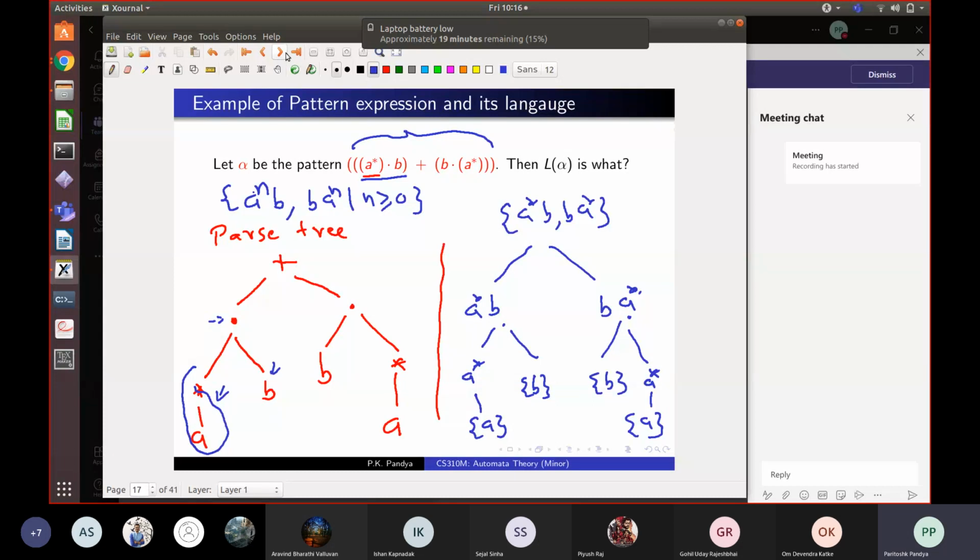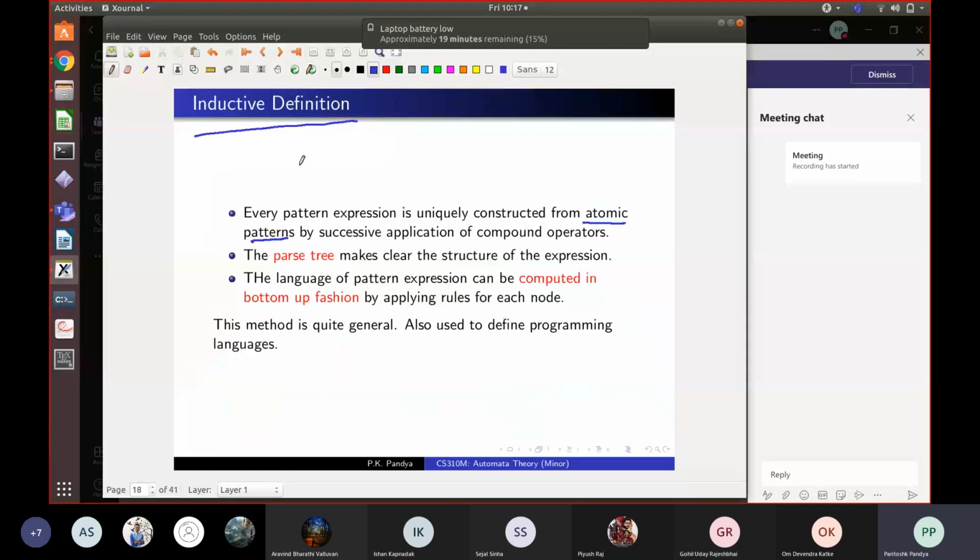This example is simple, but this idea is used by all compilers to compute the meaning of programs, or by calculators to compute expressions, or tools like Mathematica. Basically, we will have a parse tree, and there will be rules telling you how atomic expressions are to be evaluated and how each operator is to be evaluated. You successively apply those operations to obtain the result for the whole expression. These are called inductive definitions, and the method is very general. It is used to define programming languages and their executions also.